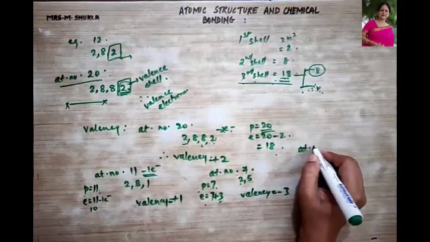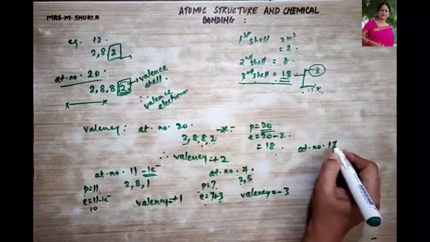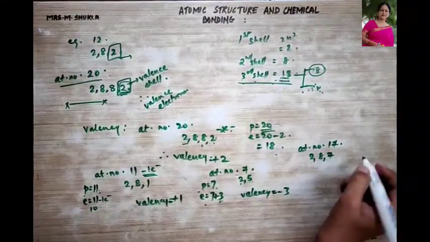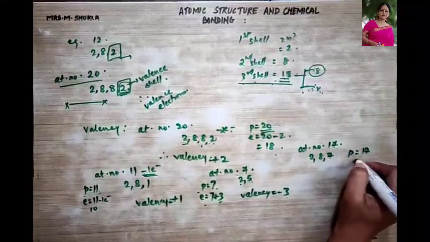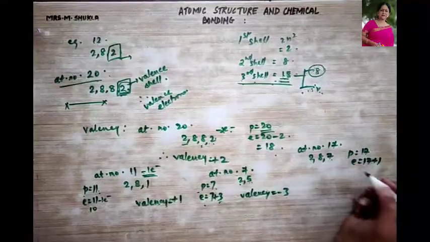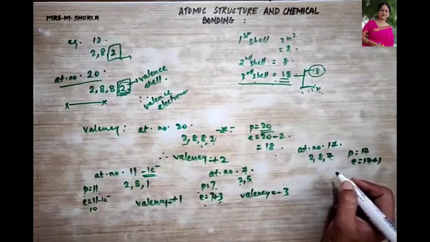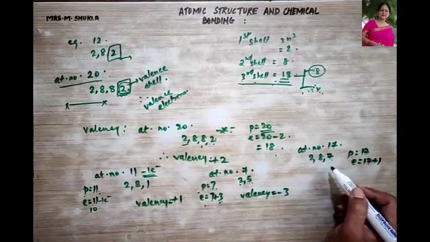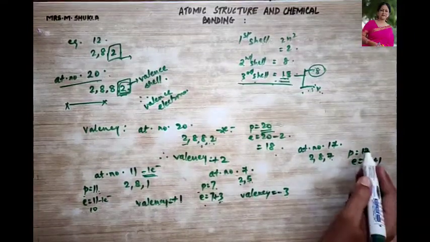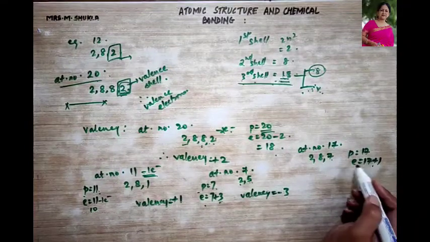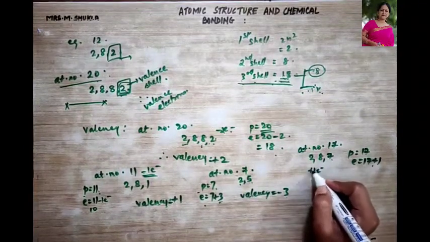Let's take atomic number 17. The configuration is 2, 8, 7. Here protons are 17, electrons are also 17. It needs 1 more electron to follow the octet rule. So now what is more? Protons are more, or electrons are more? Electrons are more. So it has accepted 1 electron.